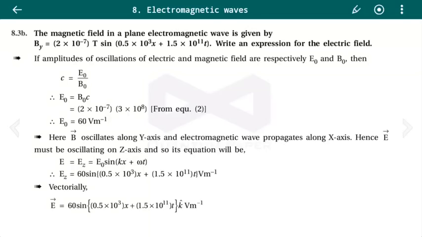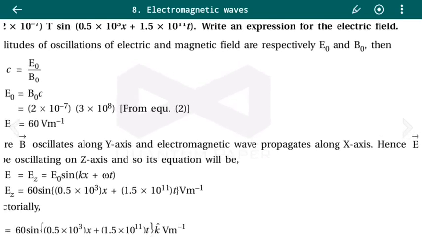Now let us solve the second part of the third illustration. The magnetic field in a plane electromagnetic wave is given by By equals 2 into 10 raised to minus 7 Tesla sine (0.5 into 10 raised to 3 x plus 1.5 into 10 raised to 11 t). Write an expression for the electric field.